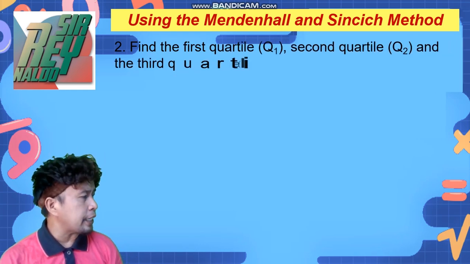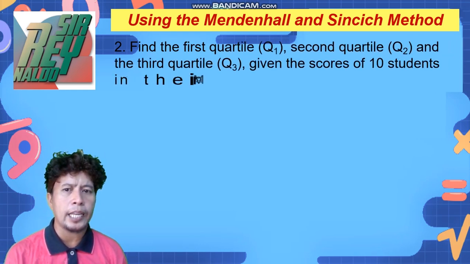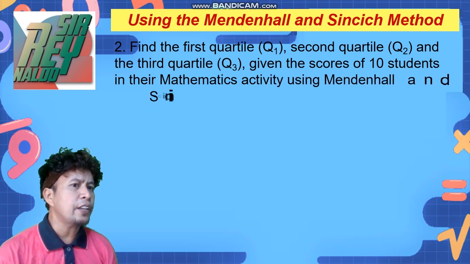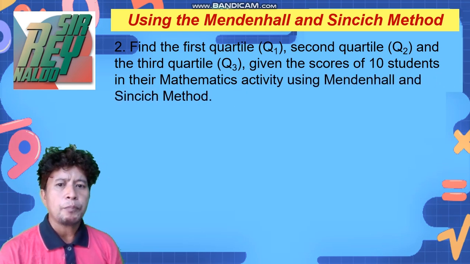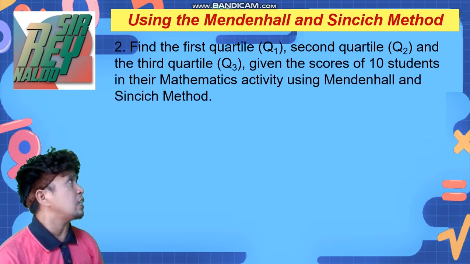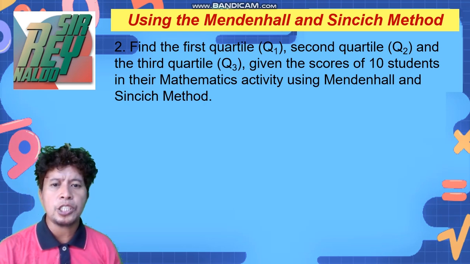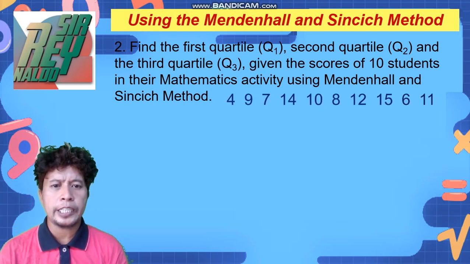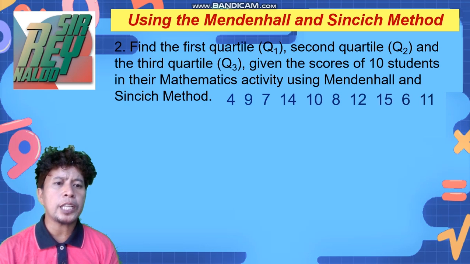Find the first quartile, Q1, second quartile, and the third quartile, given the scores of 10 students in their mathematics activity using the Mendenhall and Sensich method. And here are the data. 4, 9, 7, 14, 10, 8, 12, 15, 6, and 11.